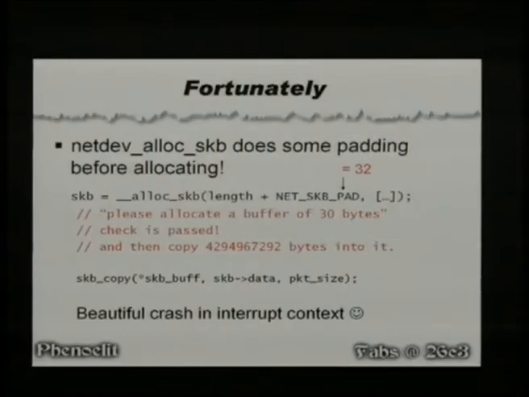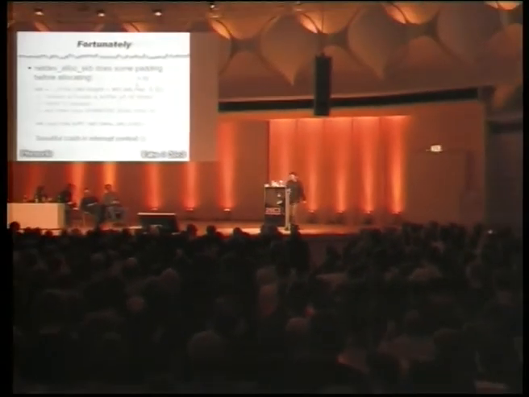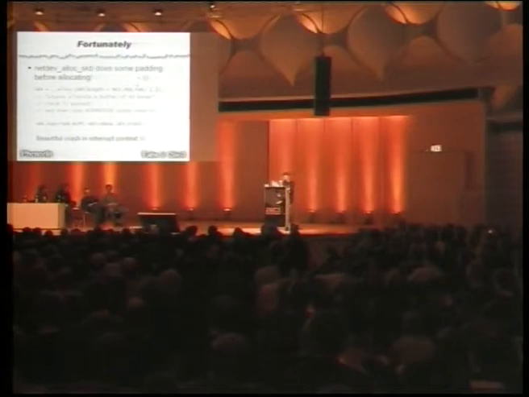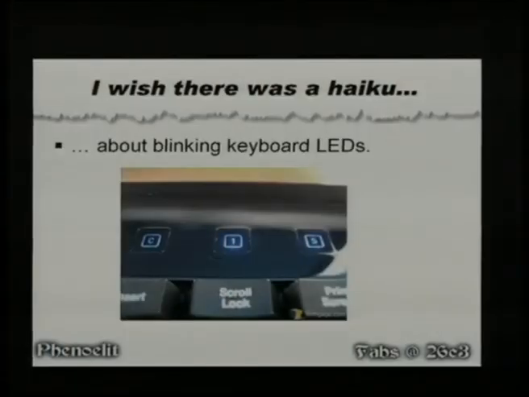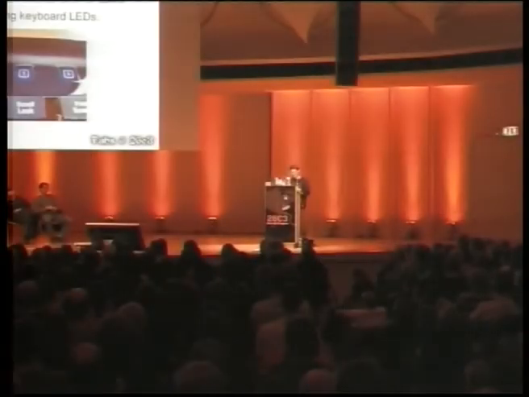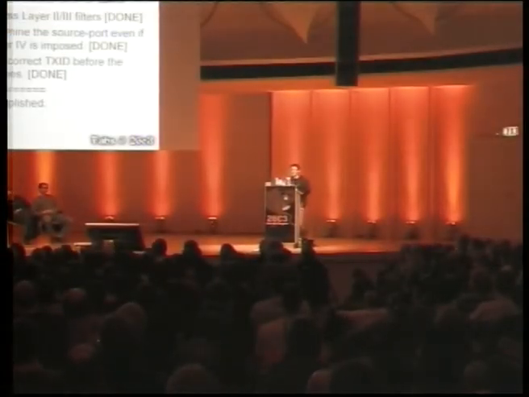And we're lucky because it does padding for us. So it will add 32 more bytes. So then it says allocate 30 bytes, so we get to pass the check. And then we copy just huge amounts of data, 4 gigabytes, into your kernel memory. And it's a beautiful crash, and it's in interrupt context. And I wish there was a haiku about blinking keyboard LEDs. The attacker's view, we're done.